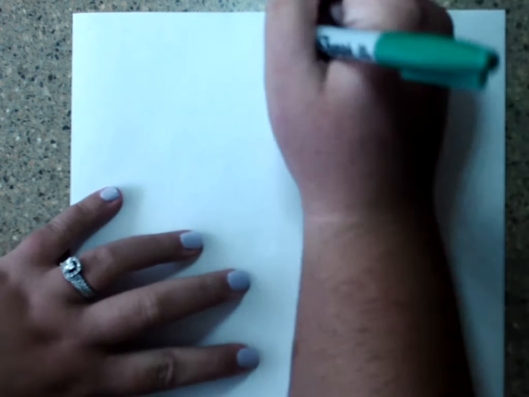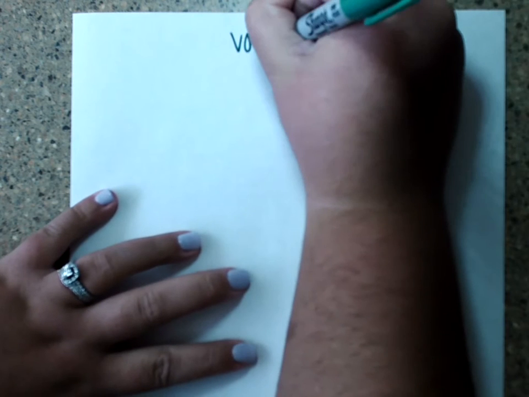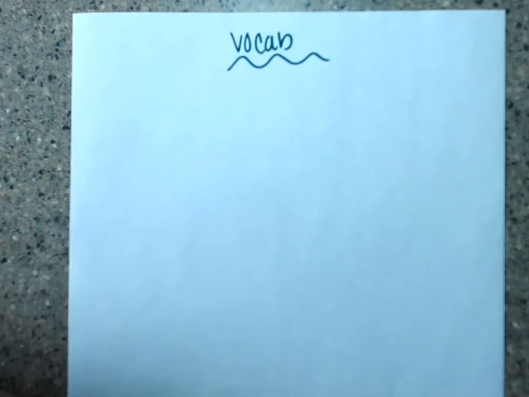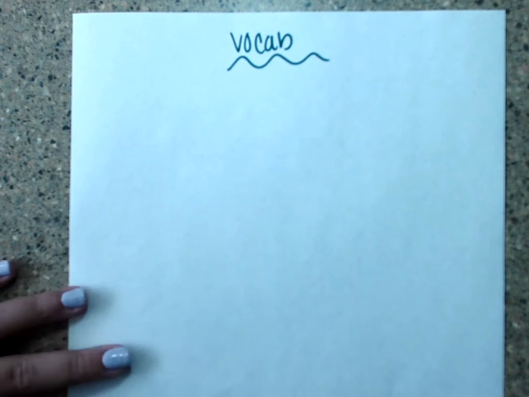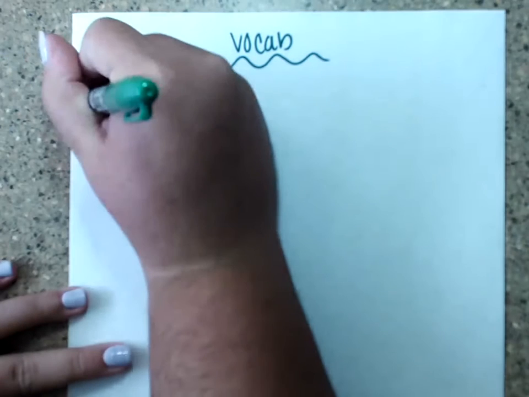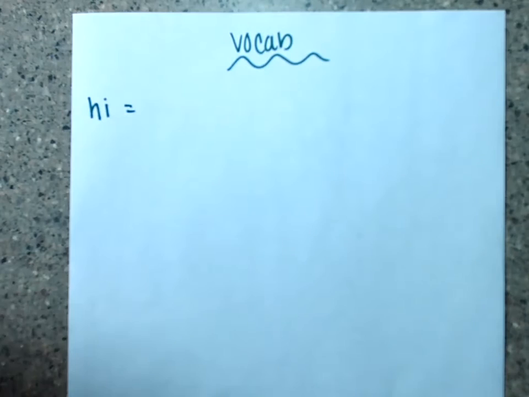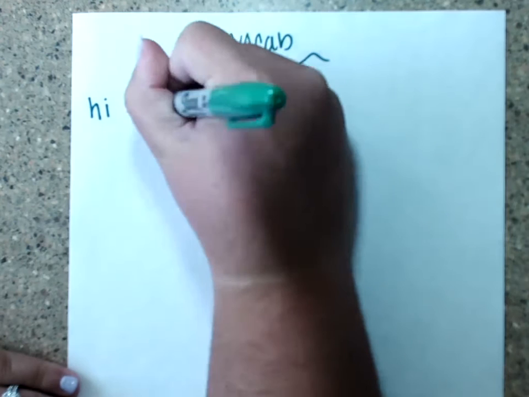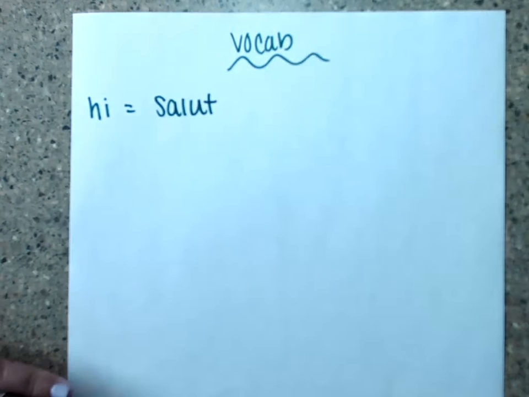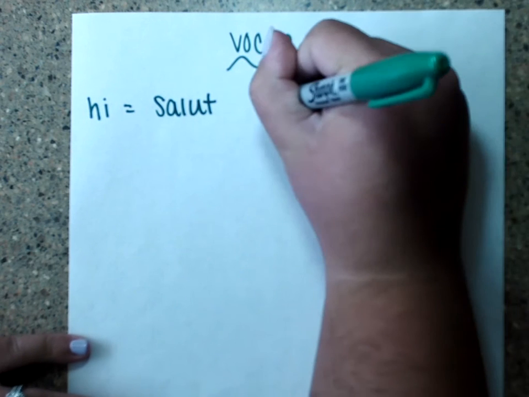Next, I want to teach you guys some vocab. So today we're going to talk about vocab that's super important for introducing yourself to somebody in French. So we're going to jump right on into it. The first vocab word is hi, and in French, hi is salut. So we have salut. The next vocab word is hello.